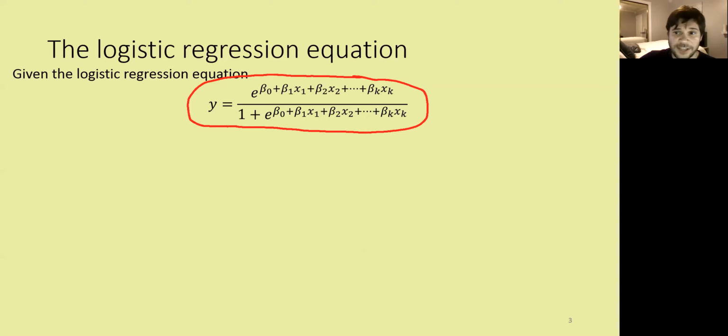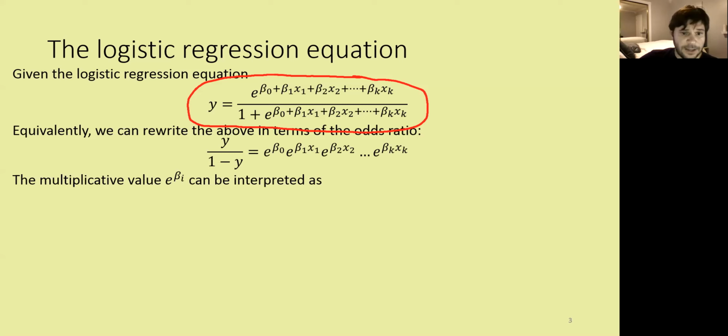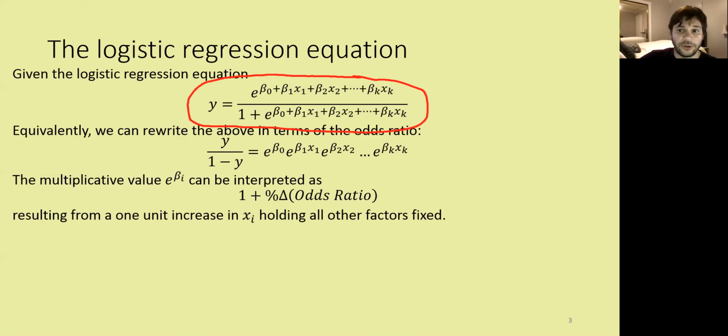What we saw in the last segment is we can rewrite the above equation in a slightly different form, where we write it in terms of something known as the odds ratio. In fact, if we took the log of both sides, we would have the signal on the right-hand side. All those e's would go away. We would have beta 0 plus beta 1x1 plus beta 2x2. After rewriting the regression equation in this form, we can think about the multiplicative value, e to the beta. This can be interpreted as the factor by which the odds ratio changes from a 1 unit increase in the input x, holding all other factors fixed.